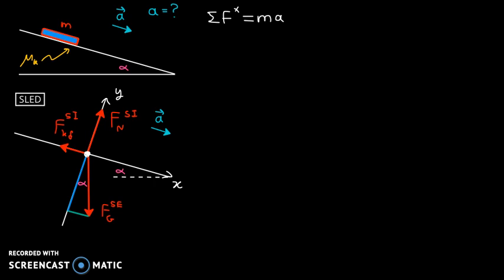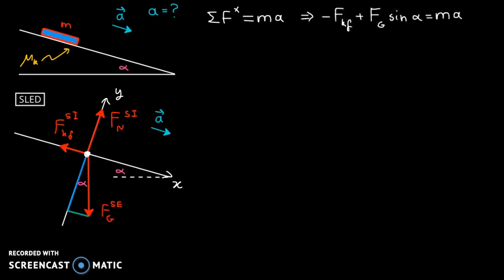F normal cannot go into this equation. Why? Because it doesn't have any x component, right? So F normal will have to wait for a little bit. If we focus on the y-axis and write down our force equation for the y-axis, then we will use F normal. But right now, no F normal, only FKF, kinetic friction, and FG, the x component of FG.